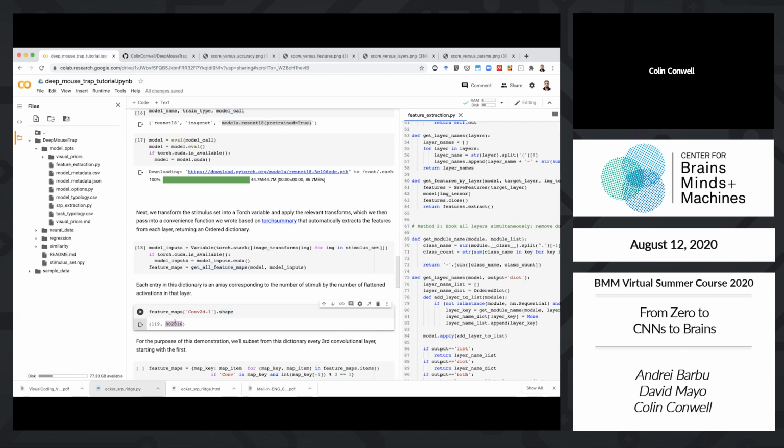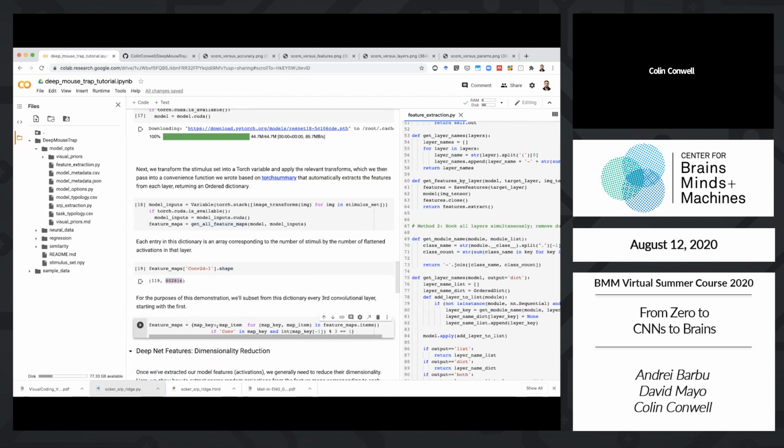So in this case, if we're looking at the first convolutional layer of ResNet 18, we have 119 images, and for each image, we have 800,000 activations. Now, what this should make immediately clear is that this is a very computationally comprehensive process. And so what we're going to want to do for the purposes of this demonstration, but also for the purposes of analysis, is whittle this data down a bit more.